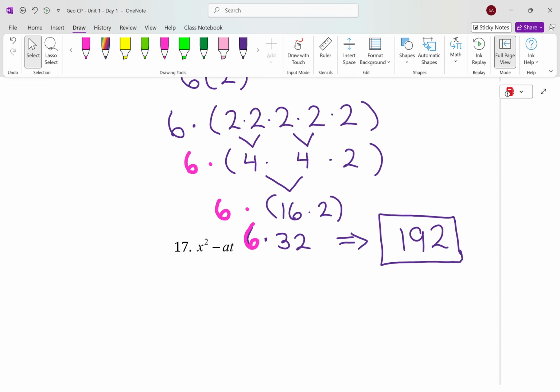2 squared is 2 times 2, which is 4. You got it. Almost done. And then when you're taking a big 24 away from a little 4, should it be positive or negative? Negative. You got it.